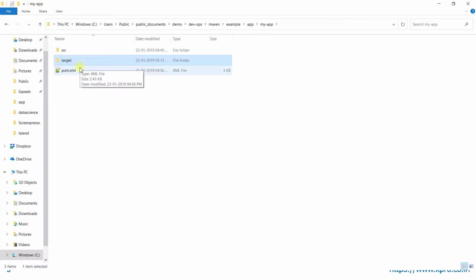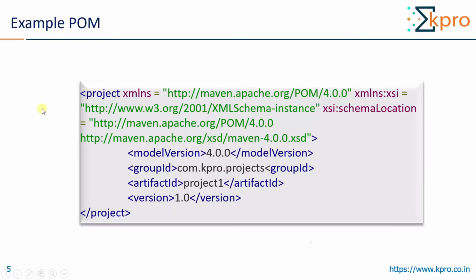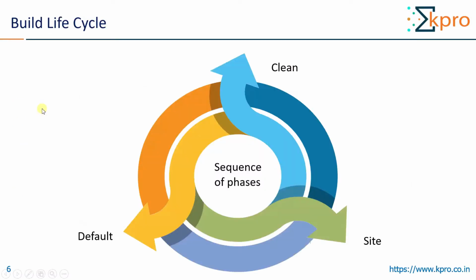So that's how a build can be created from Maven. Let us look at what is build lifecycle. Build lifecycle is a well-defined sequence of phases, and the various build lifecycles are clean, default, and site. These are the main cycles.